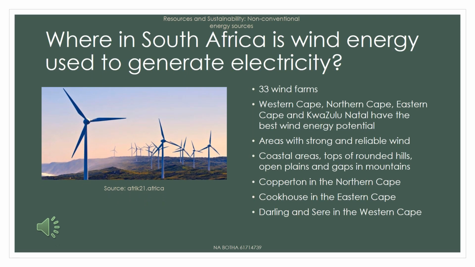Where in South Africa is wind energy used to generate electricity? South Africa has 33 wind farms that are at various stages of development. The Western Cape, Northern Cape, Eastern Cape, and KwaZulu-Natal are the provinces with the best wind energy potential. Places where the wind is strong and reliable, such as coastal areas, at the tops of rounded hills, open plains, and gaps in mountains, are the best places for wind farms. Examples of wind farms in South Africa are Copperton in the Northern Cape, Cookhouse in the Eastern Cape, and Darling and Sere in the Western Cape.